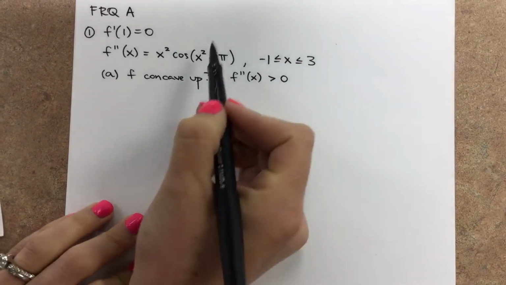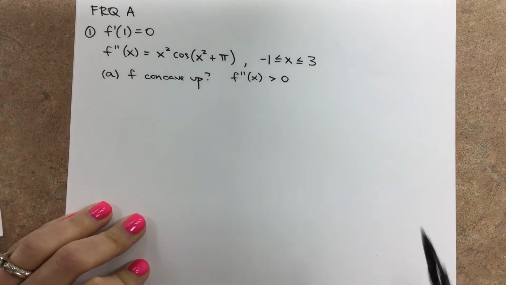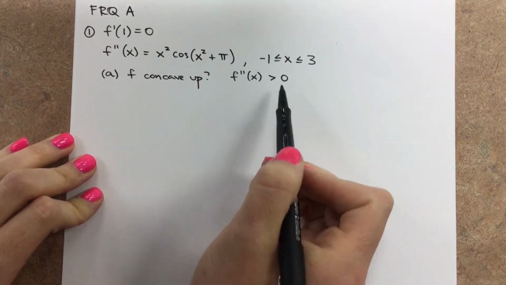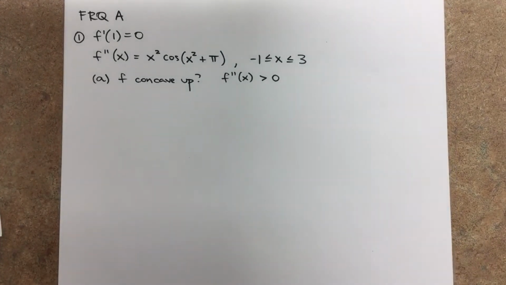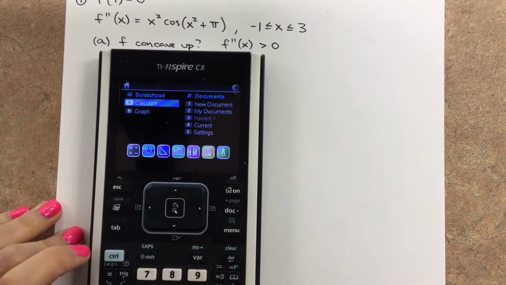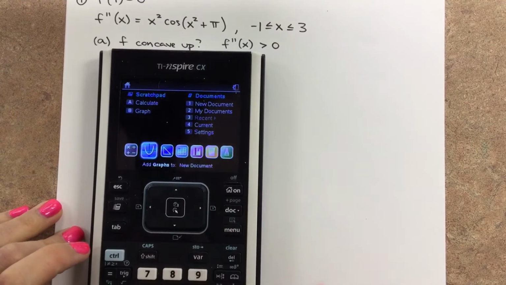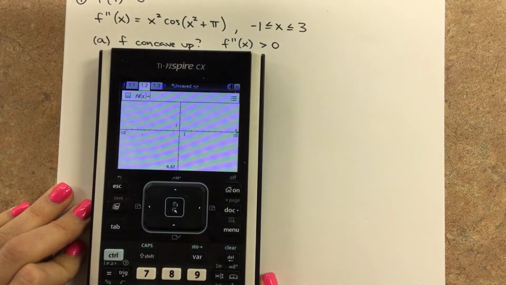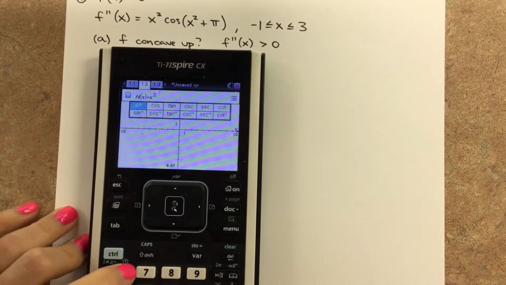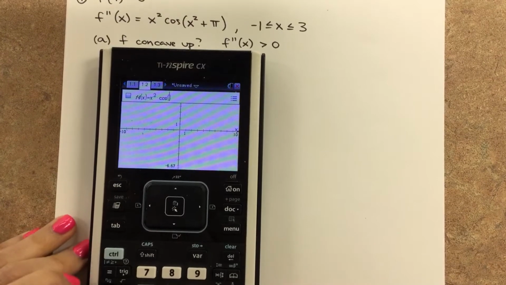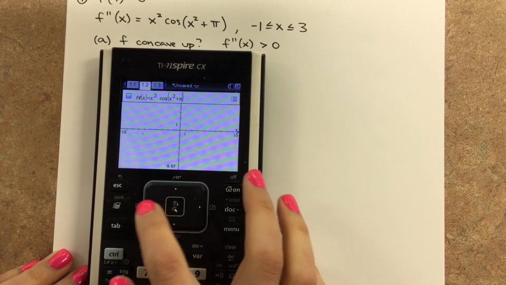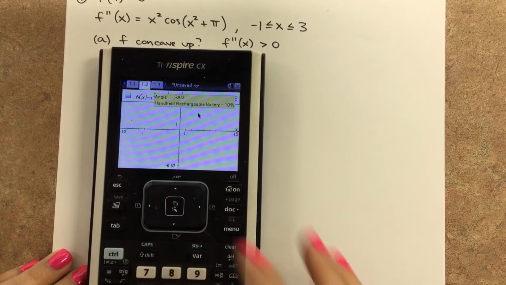And we have a calculator. You are not going to set this equal to 0 and make a sign chart by hand. What we are going to do is graph this equation, look at it, and tell me when it's positive, meaning when is it above the x-axis or when does it have a positive value. All right, so we are going to go into a graph page on our document. We're going to plug in x squared multiplied by the cosine of x squared plus pi. We're going to do a quick confirmation that we're in radian mode, which we are because there's trig involved. So hit enter.